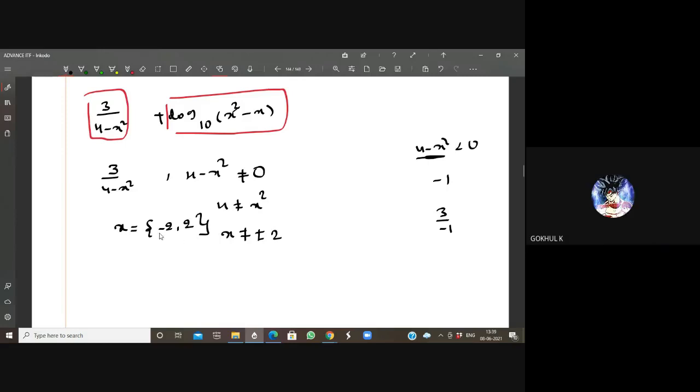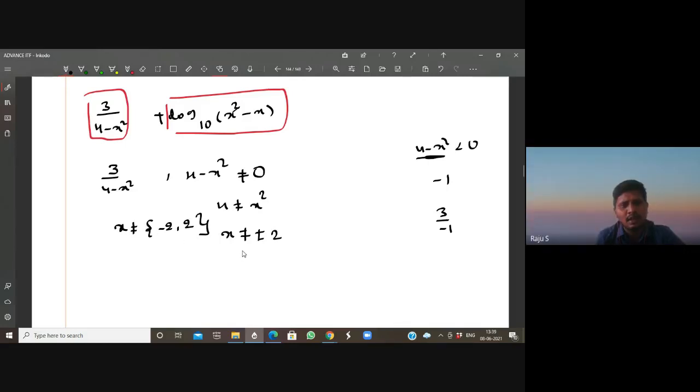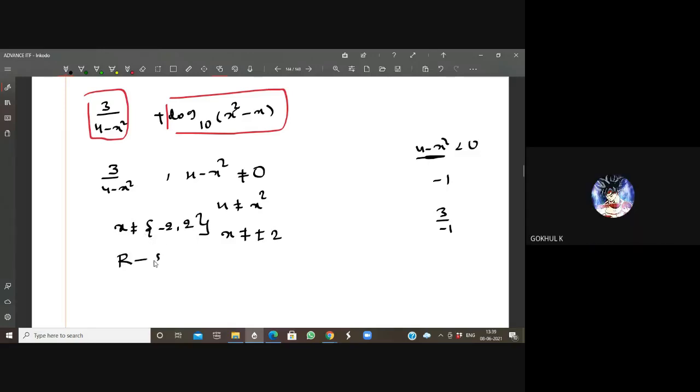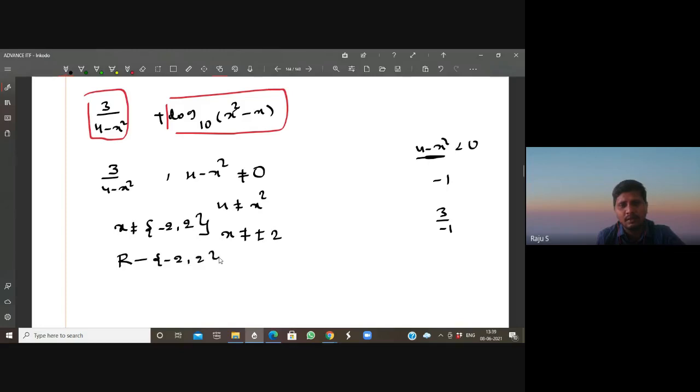Then R minus, we should take, no, sir. Yes. R minus the set of minus 2 and 2, as you said, this is the domain. So it exists from minus infinity to plus infinity, other than minus 2 and other than plus 2. It exists everywhere. This is the domain for the first function.